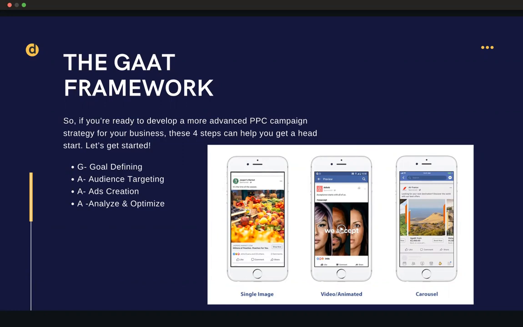So let's get started. What does the GAAA framework mean? It's supposed to be the T. I changed it to A because it didn't make sense anymore. So the first is goal defining, right? You've heard about goal, goal, goal. Everybody in this life must have a goal, whether you're running a business or you're just living without a goal. You won't advance, you won't grow, right? You are just moving without any direction.